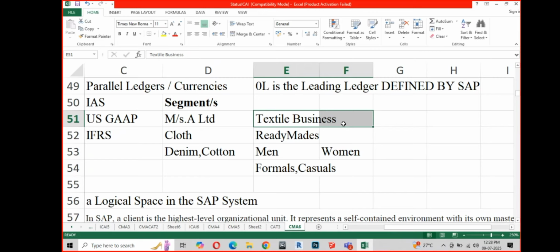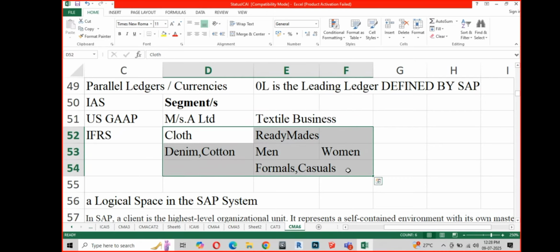So any one of these individual things can be a segment. Your formals and casuals can be two different segments. Your men and women can be two different segments. Your ready-mades and cloth can be two different segments. So it all depends on how I want to define my reporting requirement. This classifies what a segment is. I hope I have made you understand what a segment is all about, right? Don't worry, I will show this to you when I look at the management accounting module. Don't worry about this.